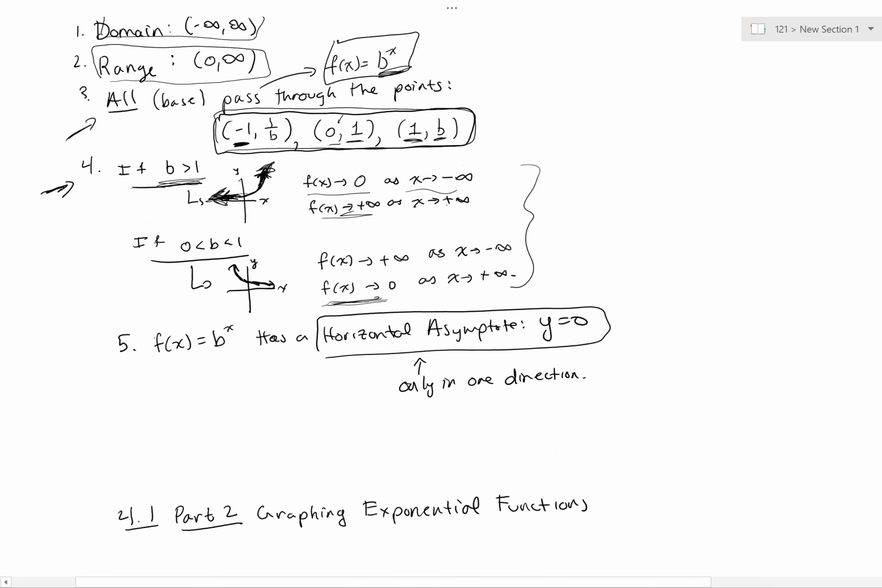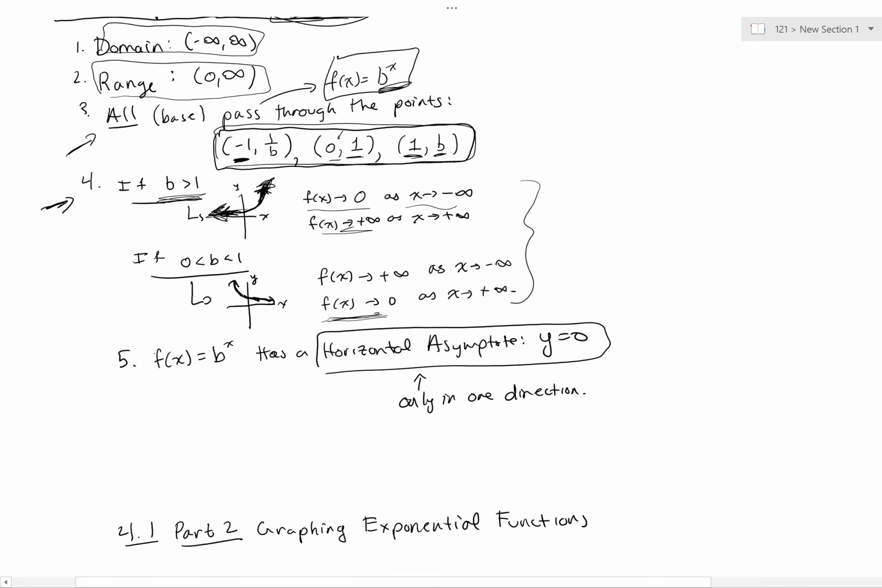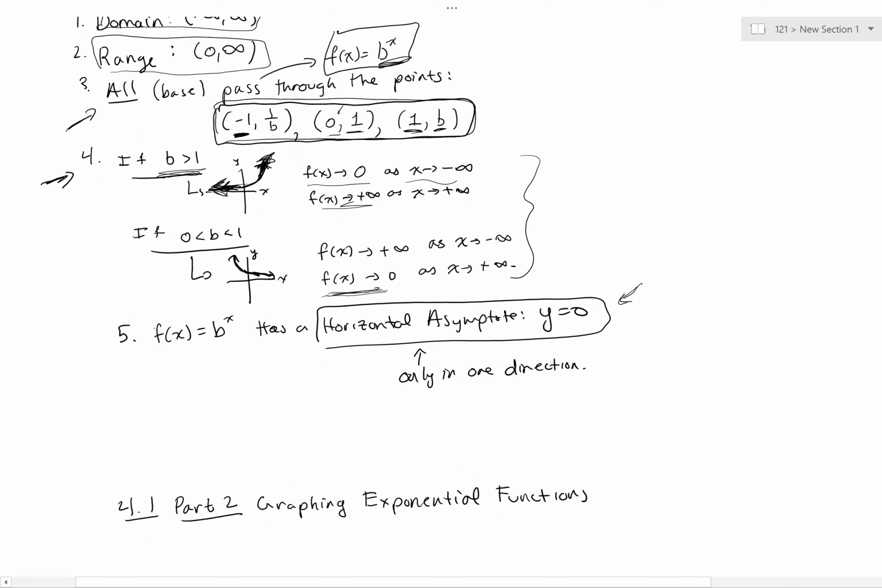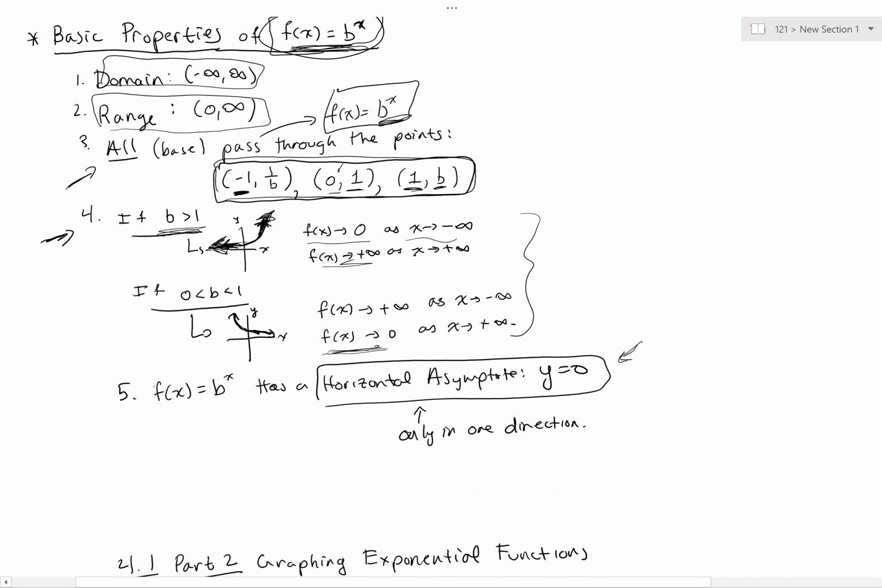The horizontal asymptote for an exponential function is always going to be 0 unless, again, some particular transformation is applied, especially vertical transformations, when you do a vertical reflection over the x-axis or a vertical shift. That will affect the range and the horizontal asymptote.